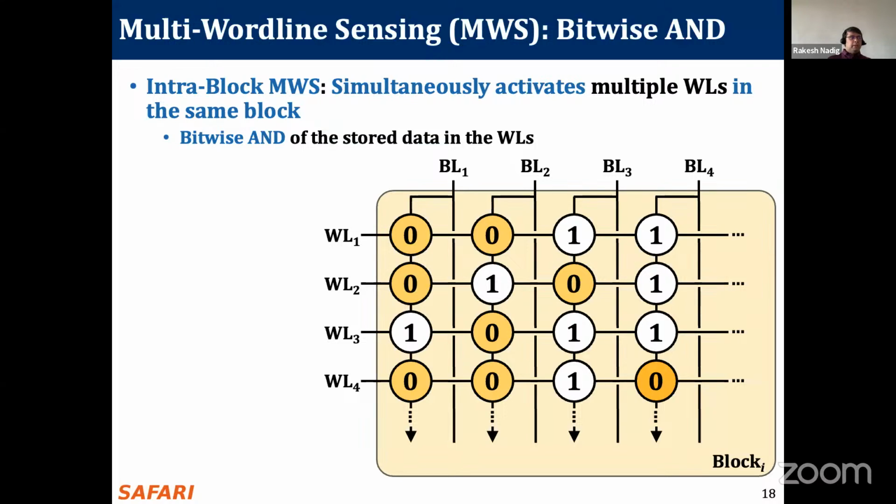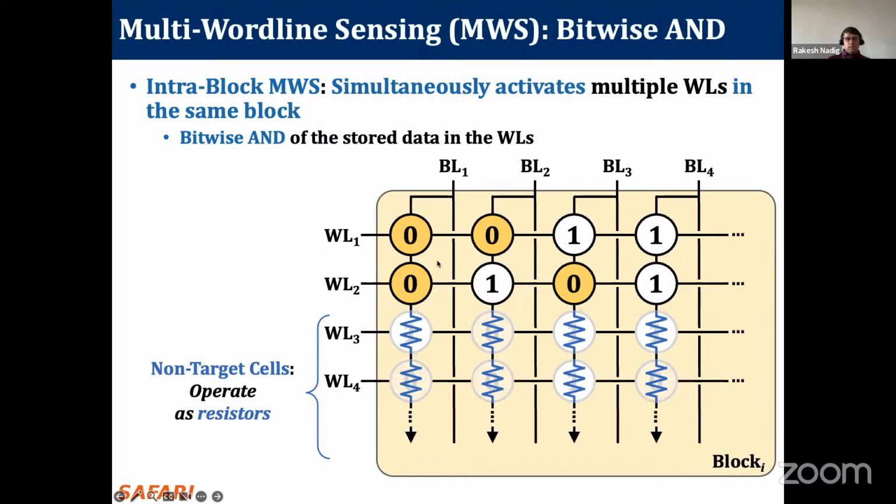We have two types of multi-word line sensing. The first one is called intra-block MWS, where we simultaneously activate multiple word lines within the same block. Using intra-block MWS, we perform the bitwise AND of the stored data in the word lines within the same block. So let's look at an example.